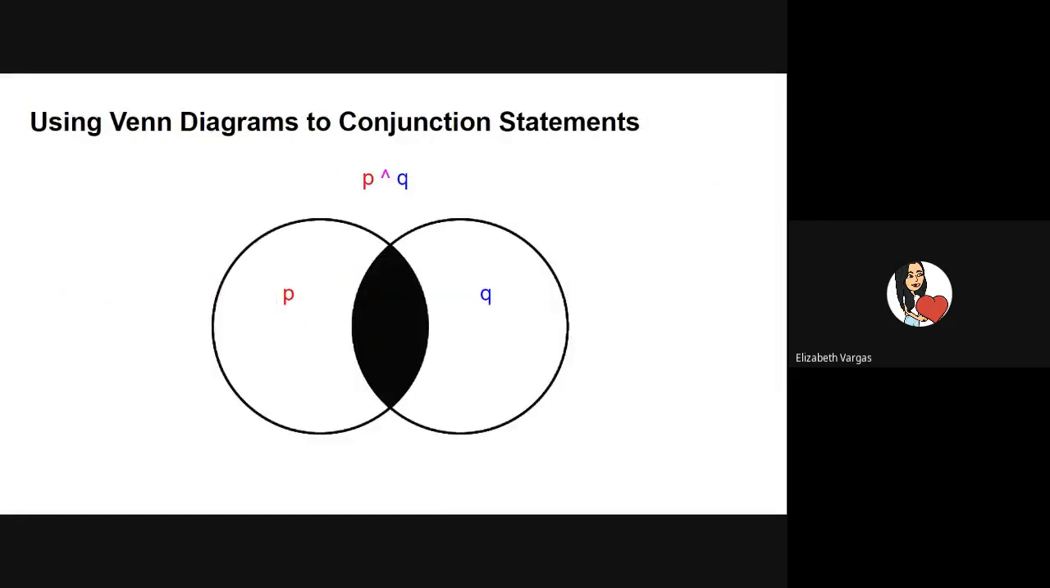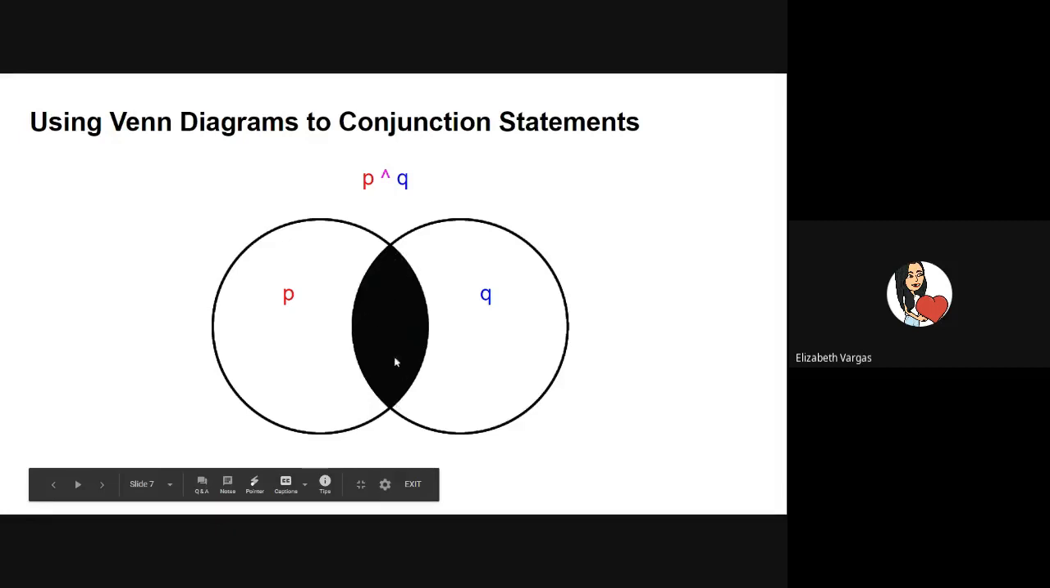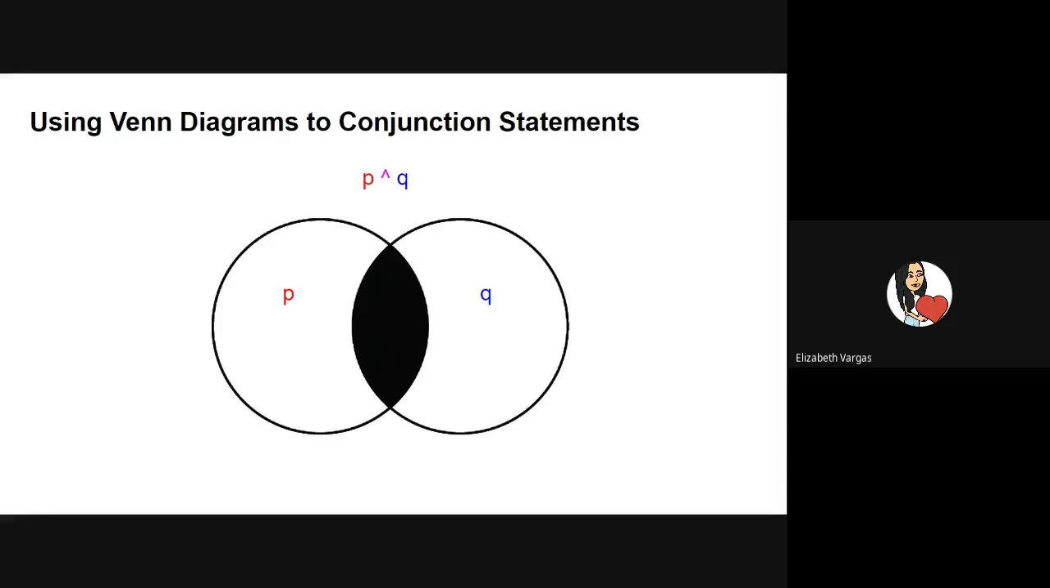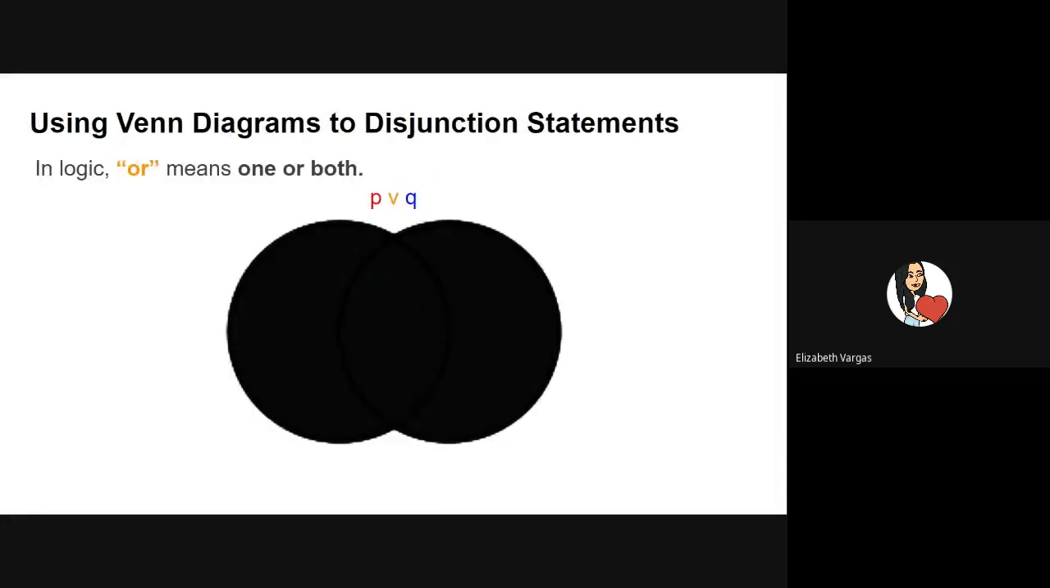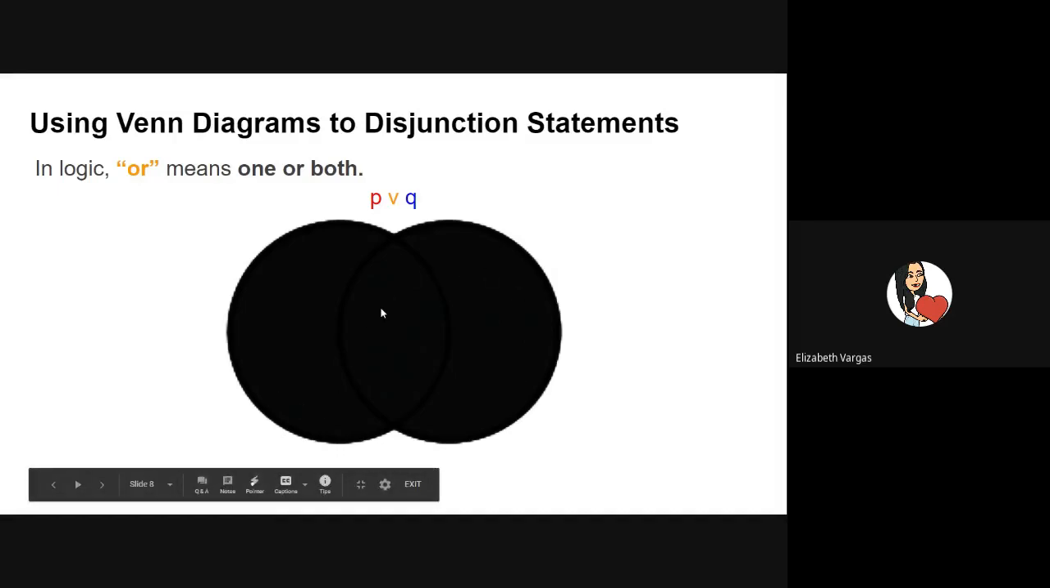And like we saw before, you can represent this using Venn diagrams, and here's an example of that. Whenever we have a conjunction in a Venn diagram, the conjunction, which uses the word and to combine two statements together, will always be represented by the center part. So whatever is located in the center, representing both, would be our conjunction. Our disjunction, on the other hand, uses the word or, and in logic, or means one or both. So therefore, the entire Venn diagram would represent our disjunction.